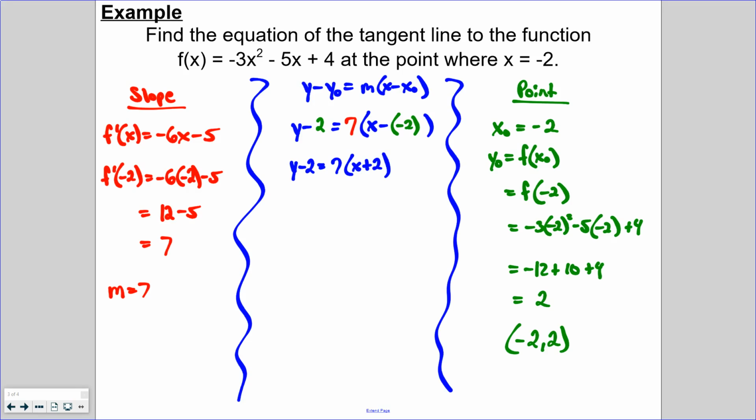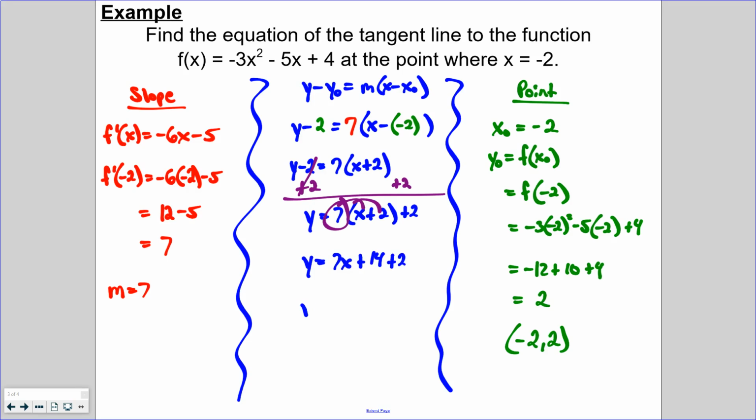And we can go ahead and get the y by itself by adding 2 to both sides, giving us y is equal to 7 times the quantity x plus 2, plus 2. And we can take the 7, distribute it in, and we will get 7x plus 14 plus 2, or an equation of the tangent line 7x plus 16. Boom, boom, and boom.